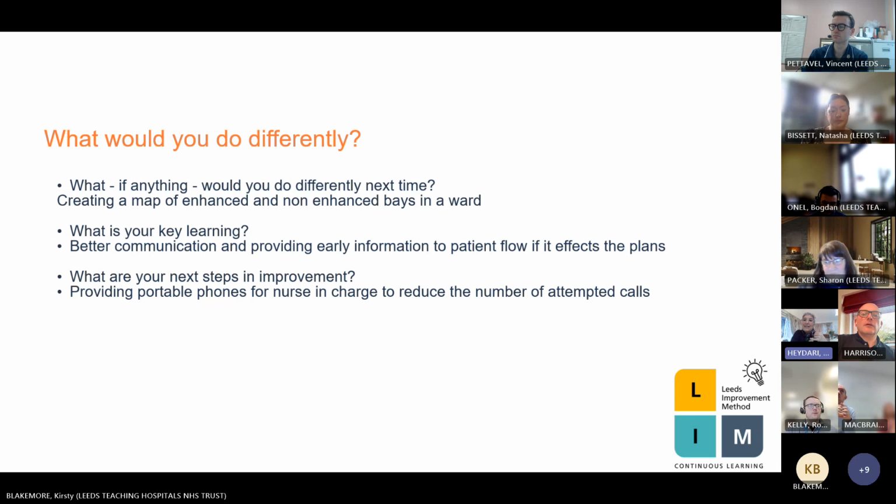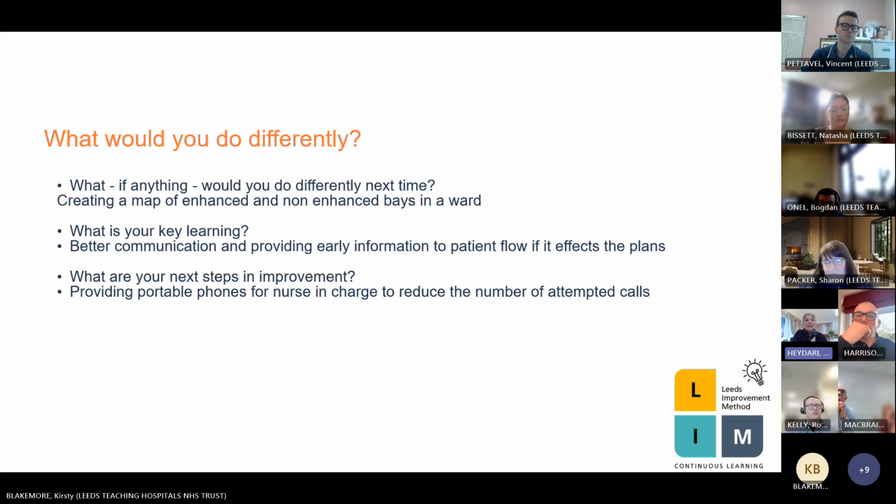We still had to make a lot of calls because we cannot just map the ward and say that from bed 1 to 13 it has to be enhanced. Everything changes on a daily basis. So we have to think differently about creating a map or having better knowledge of these areas.